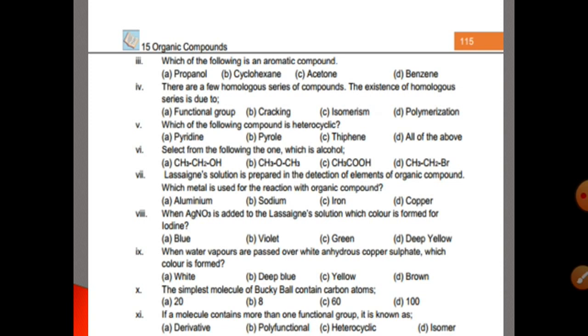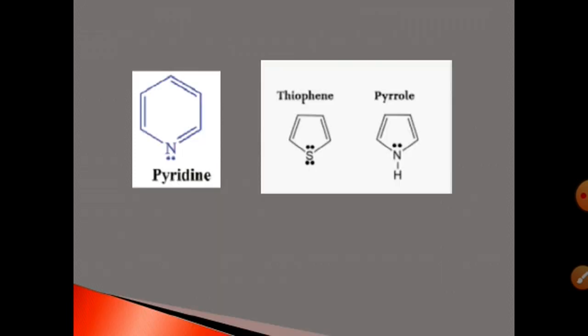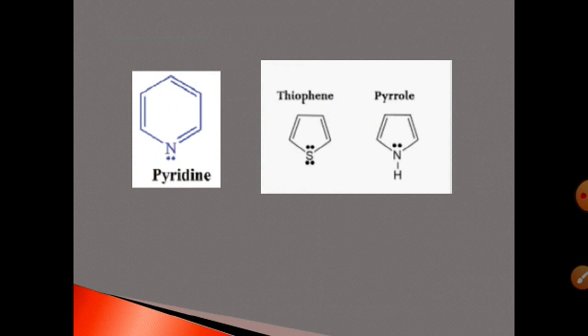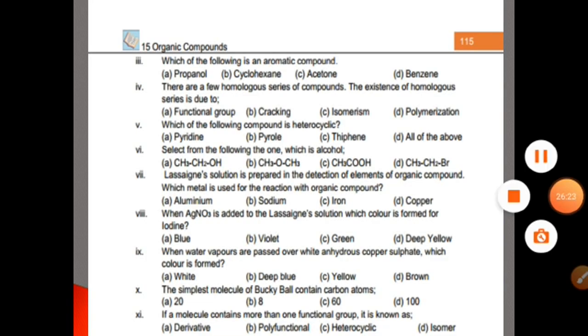Heterocyclic means a cyclic compound which contains an element other than carbon. This is a structure of pyridine. So nitrogen is present other than the carbon. These corners show presence of carbon. So each corner contains carbon and nitrogen is present other than carbon in pyridine. In thiophene, sulfur is present other than carbon, and in pyrrole, the amine group NH is present other than carbon. So all of these are heterocyclic compounds.